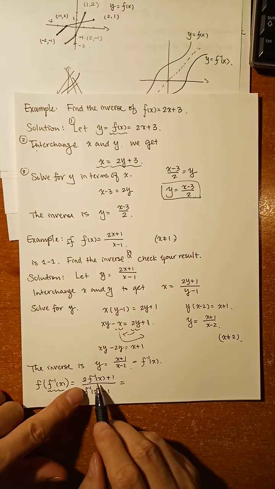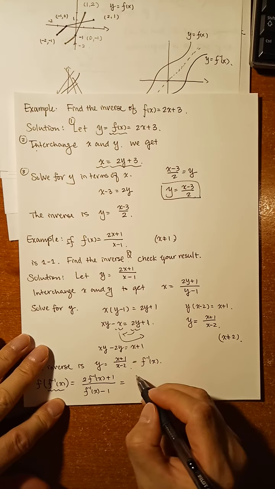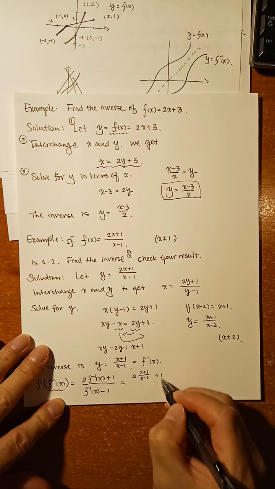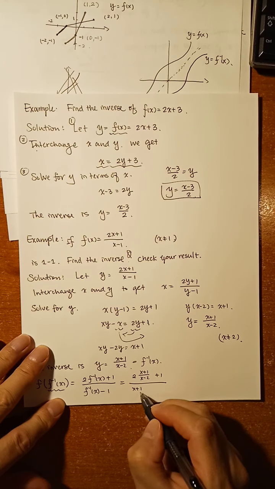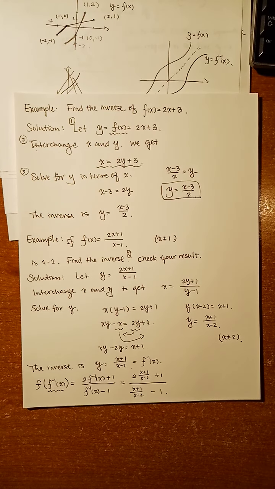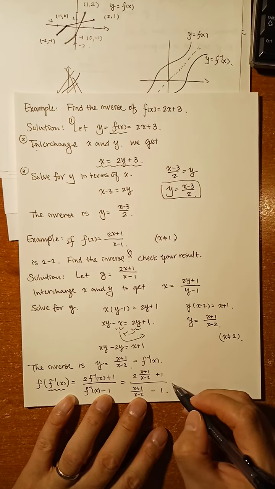Okay, and then you're going to use this formula. f inverse of x is (x + 1)/(x - 2). So it's 2 times (x + 1)/(x - 2) plus 1, over (x + 1)/(x - 2) minus 1. Okay, and then you simplify it. How do we simplify it?